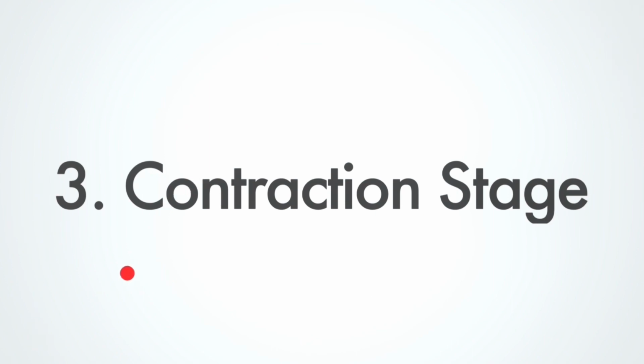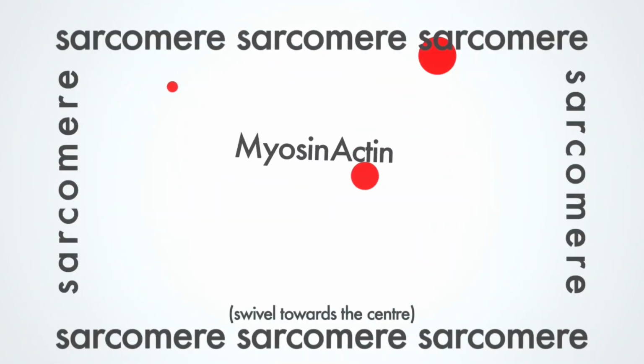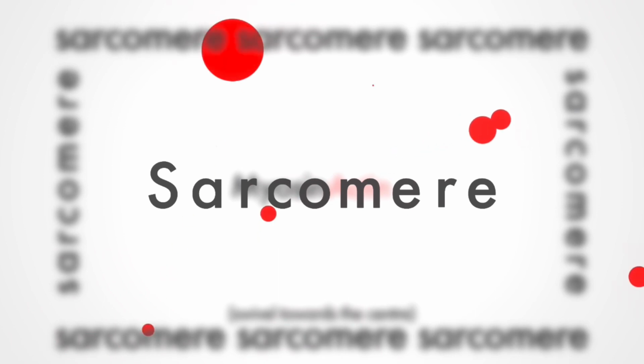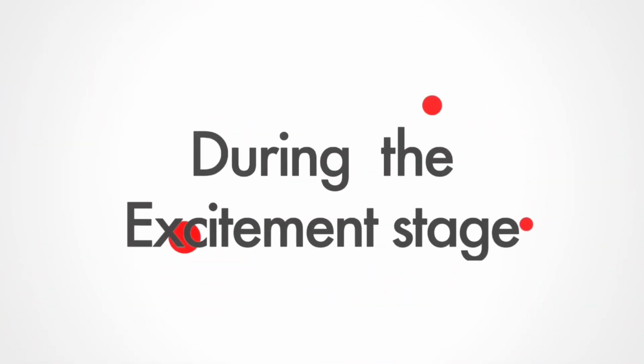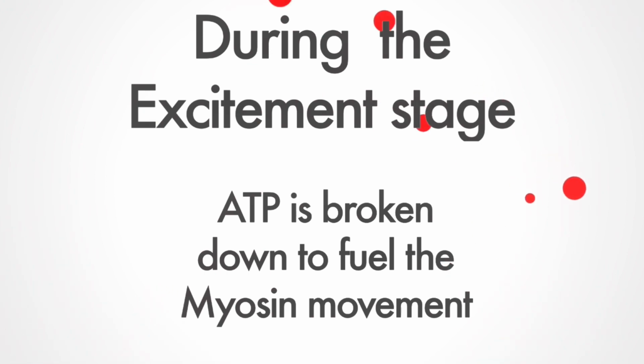Contraction stage. Once the myosin heads have attached to the actin filaments, they swivel towards the center of the sarcomere, pulling the actin filaments towards the center as well. This causes the sarcomere to shorten and the muscle to contract. During this stage, ATP is broken down to release energy for the movement of the myosin heads.